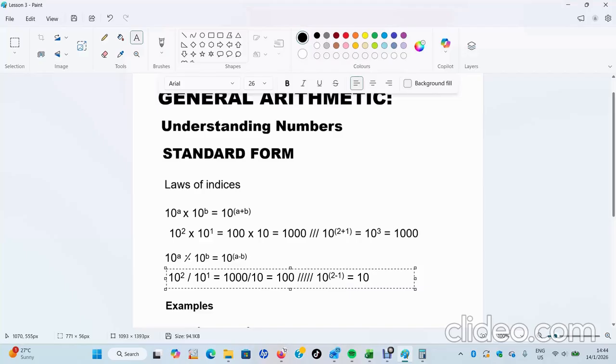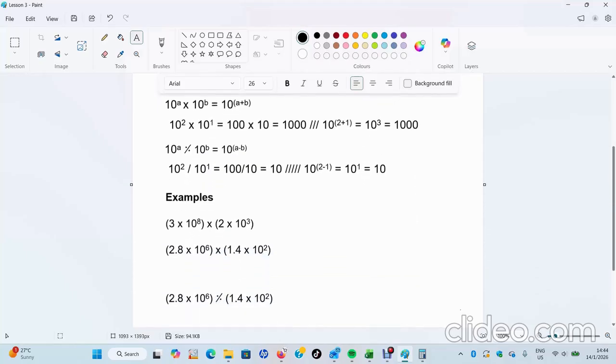But let me first correct that 1000. Let me delete a 0 on that 1000. Then it becomes 100 divided by 10, which is equal to 10. Yes, this is more like it. Our answer is 10 to the power 1, which is equal to 10. So for multiplication, you add the indices or the exponents. For division, you subtract the exponents.